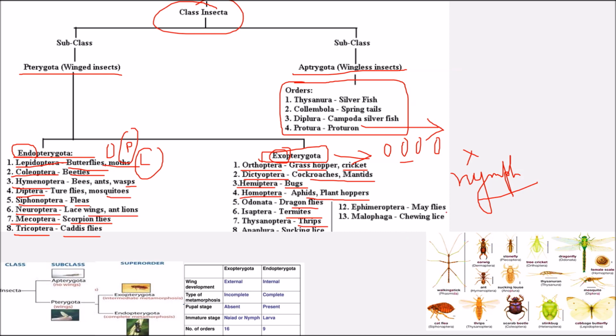Thysanoptera, we have thrips. These are the important ones I'm talking about. Then we have Ephemeroptera, we have mayflies. Mallophaga, we have chewing lice. Okay, these are a few examples like Odonata. We talked about Odonata. So here we have dragonflies. You can see here examples and you can relate to them.